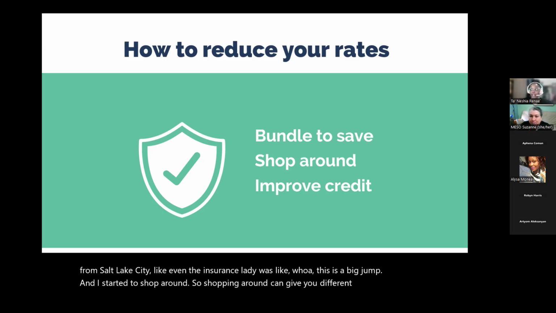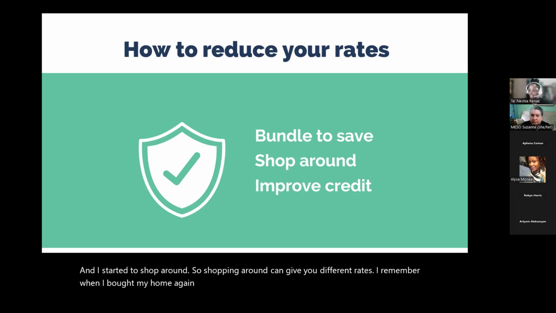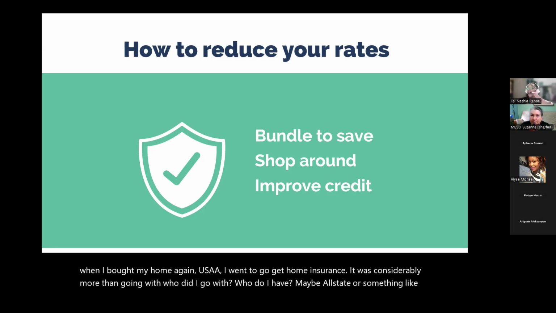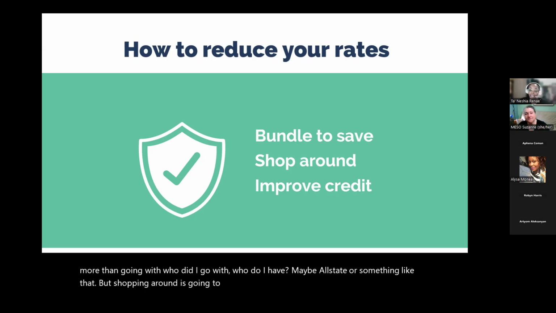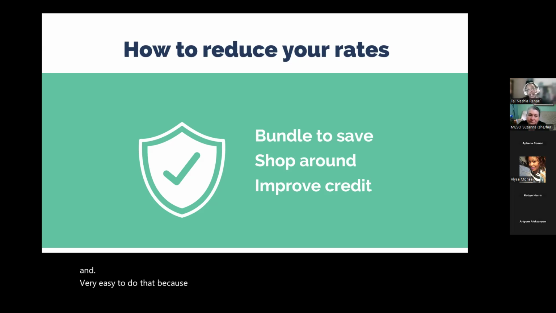I remember when I bought my home, again, USAA, I went to get home insurance. It was considerably more than going with, who did I go with? Who do I have? Maybe Allstate or something like that. But shopping around is going to be one of the best things you can do to get the best rates, and checking in often. We get comfortable with a company and we just stay with them. And it's very easy to do that because, again, it's just another thing on the list.